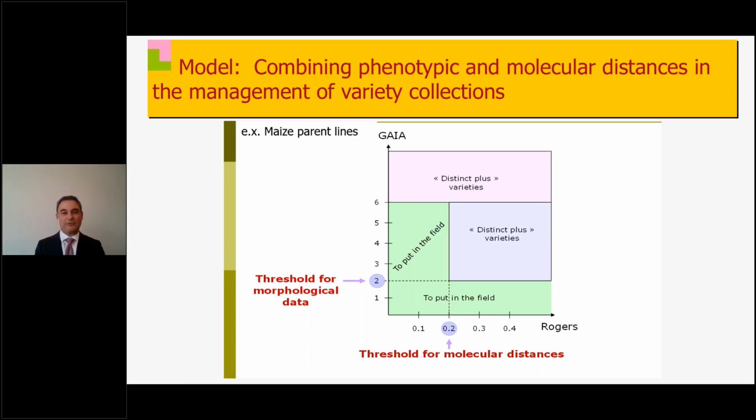The following model from document TGP15 is combining phenotypic and molecular distances in the management of variety collections. This model aims at reducing the size of trials by adding another layer, another threshold, to enable reducing the size of the trial by excluding further varieties that could be considered as sufficiently distinct and therefore not requiring to be compared side by side or in the growing trial.